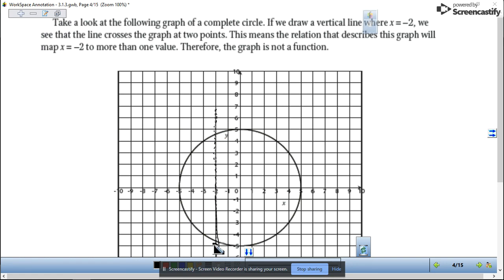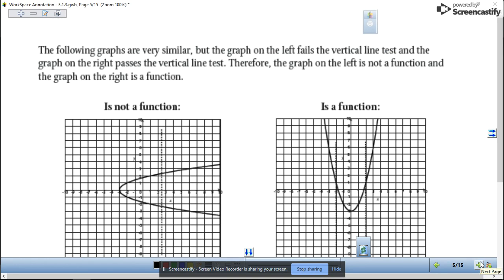So there's my vertical line. It crosses here and it crosses here. This fails the vertical line test, which means it is not a function. Okay, we have this input of -2 that has 2 outputs, right? Fails the vertical line test. So that's the easy way if you're given a graph.